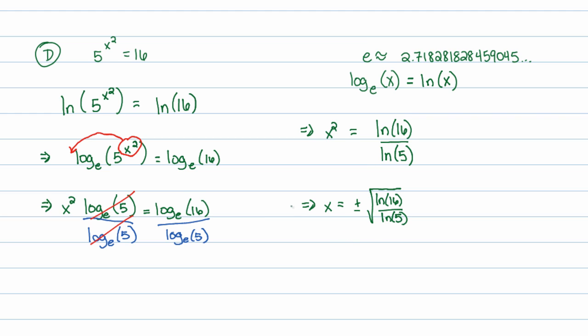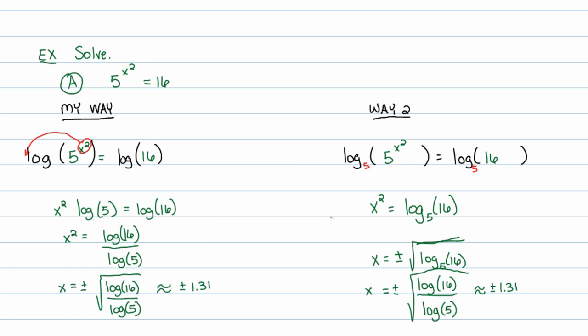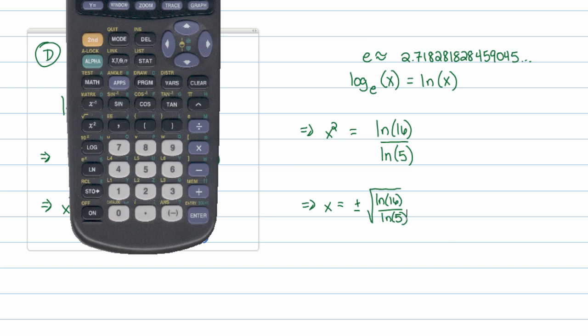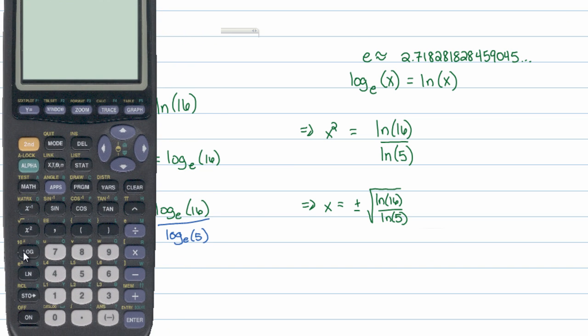Now, let's see if this is exactly the same as our first example that we gave here. Remember, in the first example, we had log of 16 over log of 5, and it ended up being plus or minus 1.31. In this example, instead of using the log, I'm going to use the ln on my calculator. So I'll take the square root of ln, meaning natural log of 16, close the parentheses, divided by the natural log of 5. Close parenthesis for the natural logarithm, close parenthesis for the square root, hit enter, and there we are, 1.31 again. So this is still plus or minus 1.31.